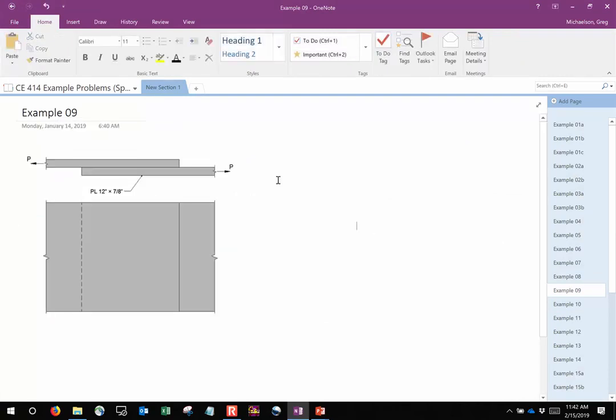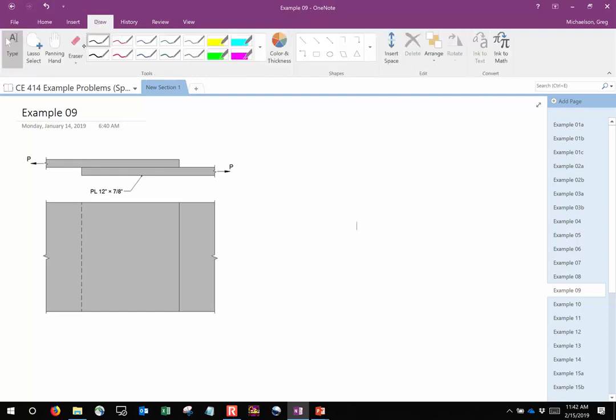So here's our example. And I think you're going to find this is, in terms of design, probably one of the easiest designs that there is. Let's just get right into it. Let's start off with our factored load.